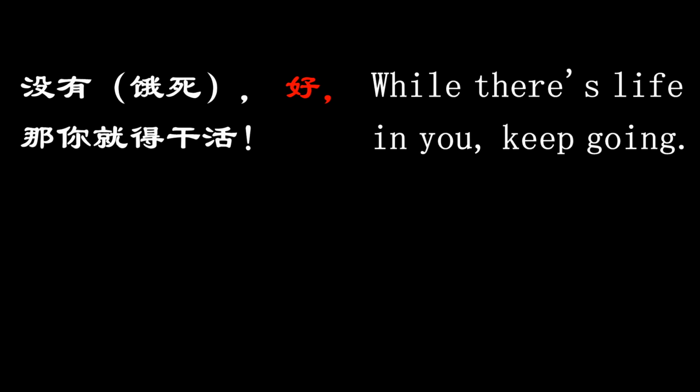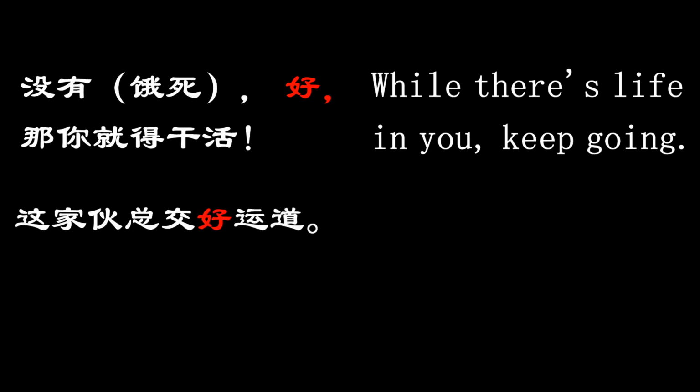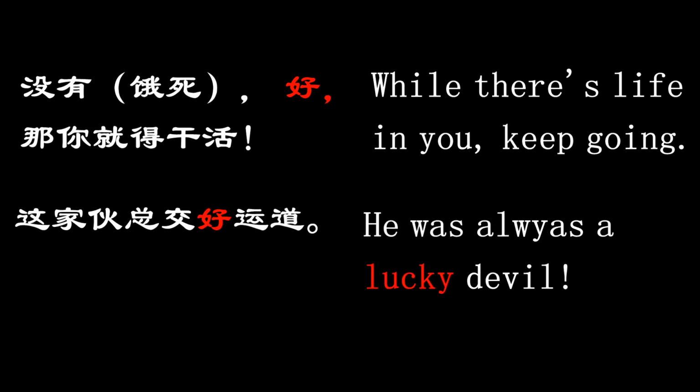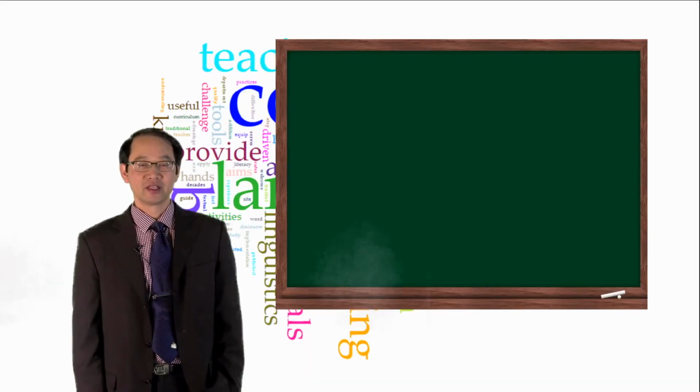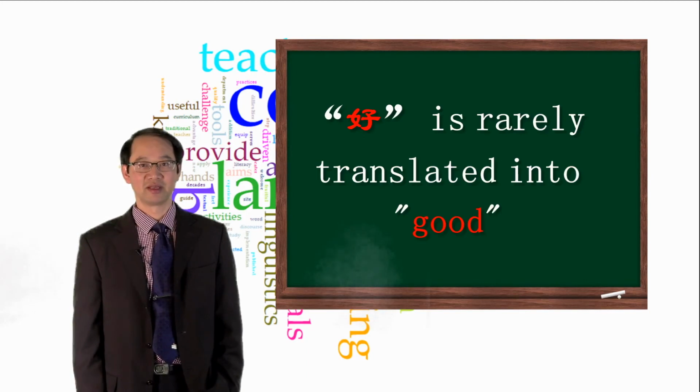So the translation is, while there is life in you, keep going. Because this 好 is just a discourse marker. It doesn't have any real meaning. It's just a gap. So it's not translated into English at all. 这家伙总交好运道, 好运道 in English is lucky. Lucky already means good. You don't need to say good luck. So again, the Chinese character 好 is rarely translated into good in English.